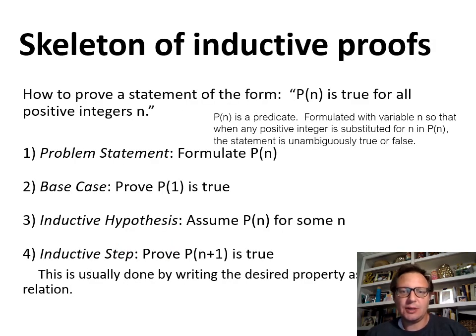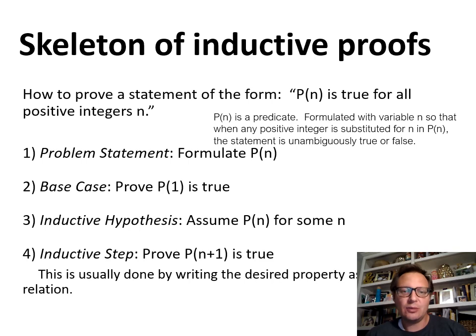So this is just a quick reminder of the skeleton for inductive proofs that we'll use in all of the examples in this part 2. The goal of induction is to prove a statement of the form P of n is true for all positive integers n. The first step is to formulate the problem statement, meaning to formulate this P of n. Note that P of n is a predicate and it's formulated in variable n, so that when any positive integer is substituted for n in P of n, the statement is always either true or false.